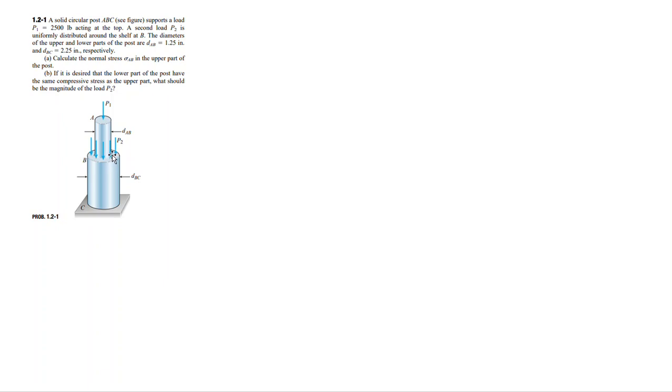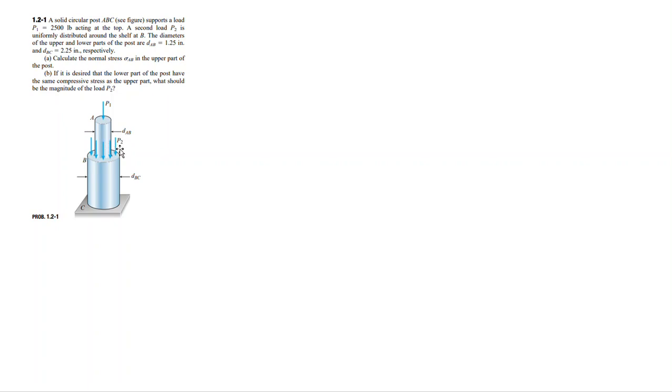surface, right? The diameter of the upper part, diameter of AB, is 1.25 inches, and the diameter of BC, the lower part, is 2.25 inches. They ask you to calculate the normal stress, sigma AB, in the upper part, and they say if it is desired that the lower part of the post have the same compressive stress as the upper part, what should be the magnitude of P2?